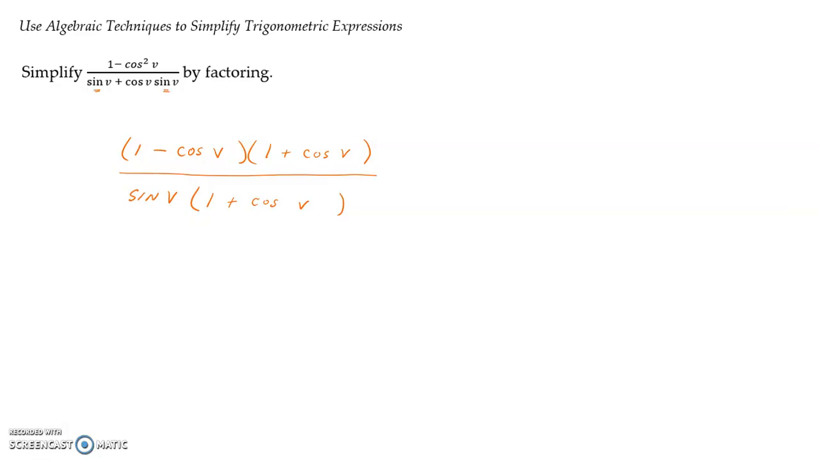And now if we want to simplify our expression, we can go ahead and cancel out the pieces that match top and bottom. So this is going to give us 1 minus cosine of v over sine of v. And a lot of people think that they should stop right here. However, if you can keep simplifying a little bit, continue to do so, and you can use some of your identities to help you out.